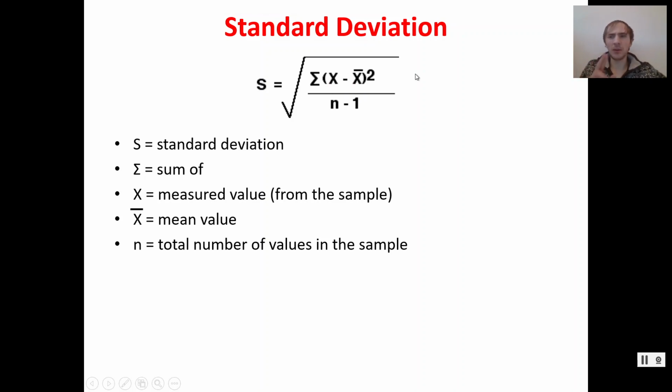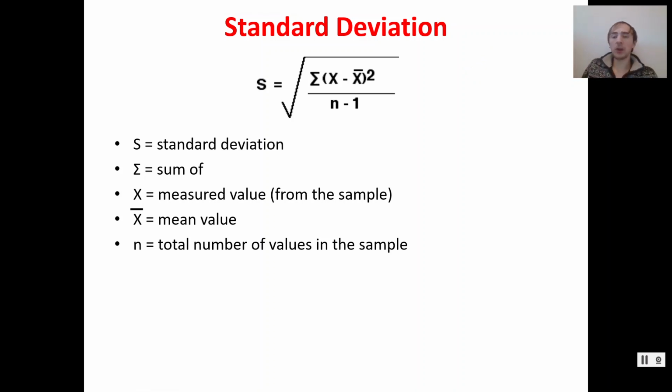This might become clearer when we do one. But this little symbol here, it's a Greek letter, I'm going to say epsilon, I might be wrong, means sum of. It means add them all together. Then you divide that by the number of people in the sample, 30, minus 1, 29. And then you square root the whole thing. If you look at it like a whole sum, it's quite complicated, but if you take each little bit, it's not that hard at all.